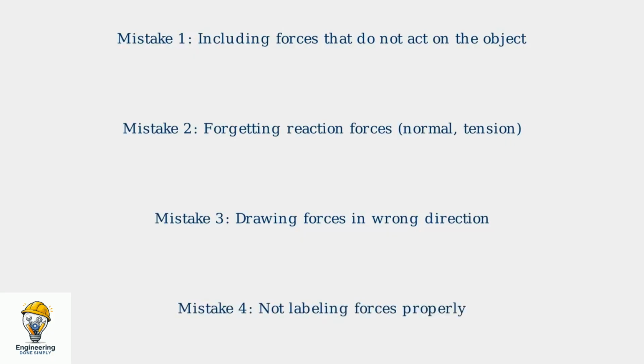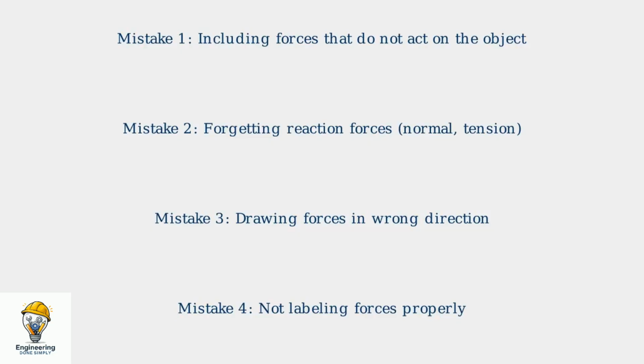Proper labeling is essential. Each force should be clearly labeled with consistent notation, such as N for normal force and T for tension. Each object requires its own separate free body diagram. Never mix forces from multiple objects in a single diagram, as this confuses the analysis. Remember that incorrectly placed or omitted forces can invalidate the entire free body diagram and lead to wrong conclusions in your analysis.